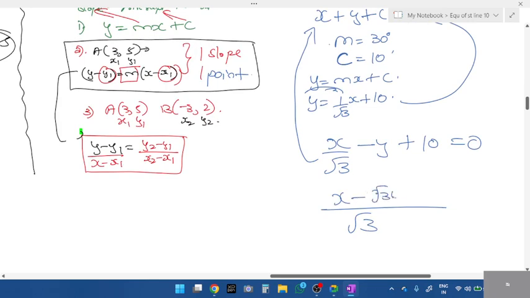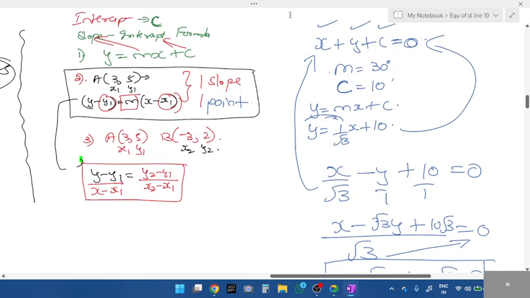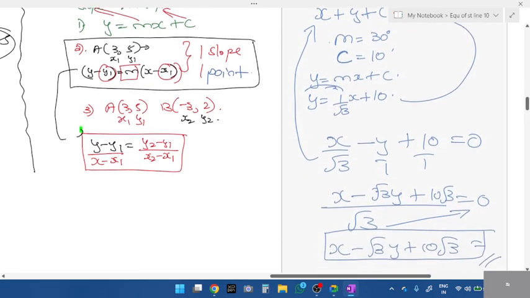Root 3 y plus... yes, what do you get? Root 3 y plus 10 root 3, right? This 3 will get multiplied. So what's the final answer? X minus root 3 y plus 10 root 3 is equal to 0. Yeah, remember there shouldn't be any denominator. This is the first concept using slope intercept.